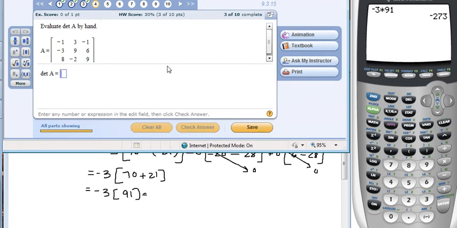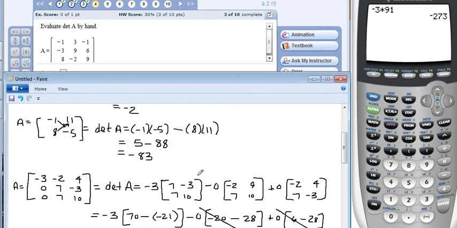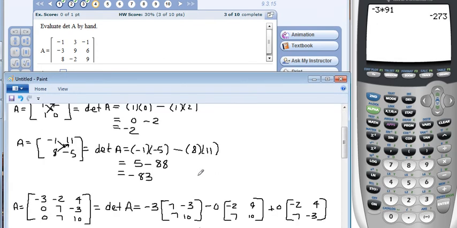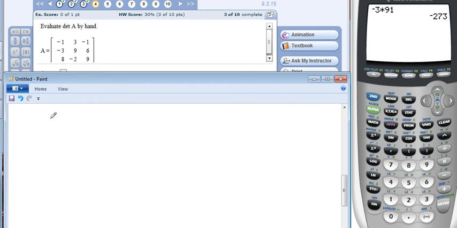Okay? Let's try one that doesn't have those zeros in it. It's not going to be as easy. Did I go all the way up to the top here? No, I did not again. Alright, so we have the matrice A. I'm going to just rewrite it just so that I have it and I'm working with it.